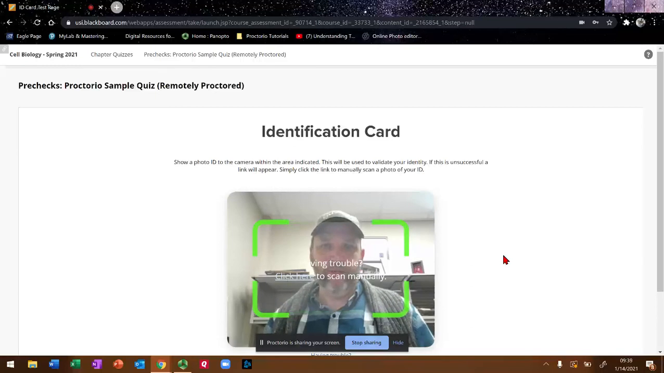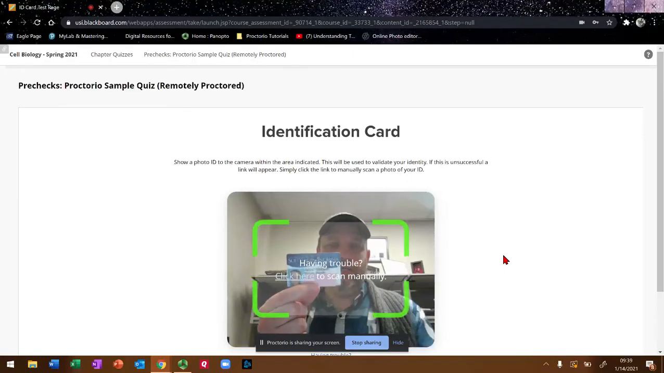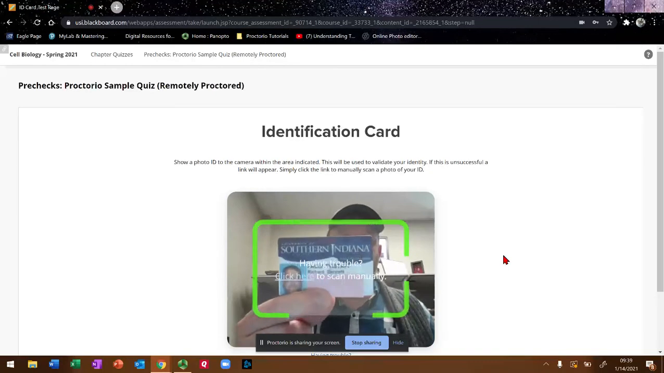Okay, so I'm going to show my student ID, and I'm just going to manipulate it until the green lines that are forming the border are all solid. So I'm going to move it and get it close.